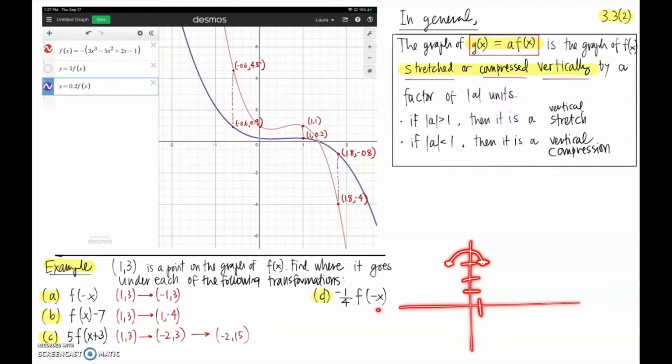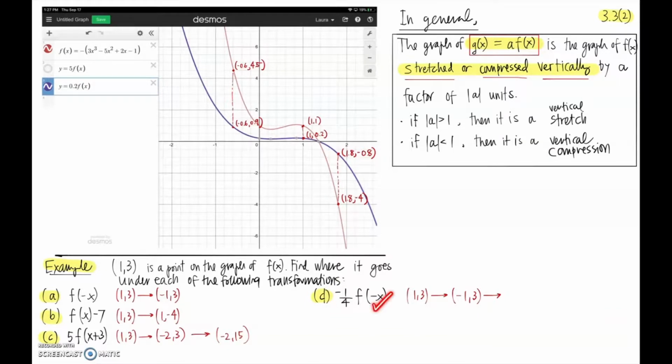So that's a reflection across the y-axis, a horizontal reflection. And whereas we were at (1, 3), now we're at (-1, 3). So that's the first thing that happens. Okay, so we've dealt with that negative.